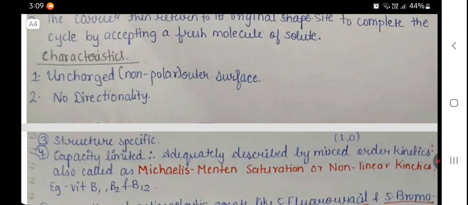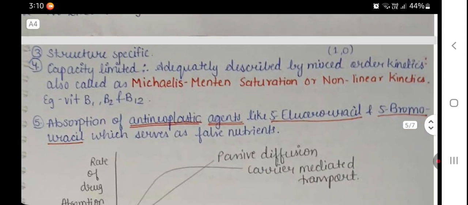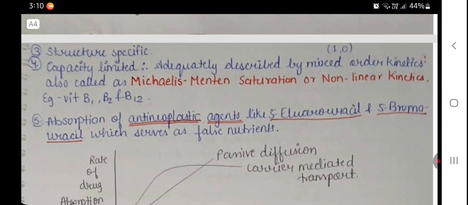Next, it is bidirectional, meaning they work with the same efficiency in both directions. These carriers are structure specific. It means that the carriers have special affinity for, and transfer, drugs of a specific chemical structure only. Next is capacity limited, therefore adequately described by mixed order kinetics, which is also called Michaelis-Menten saturation or non-linear kinetics. Examples are vitamin B1, vitamin B2 and B12.